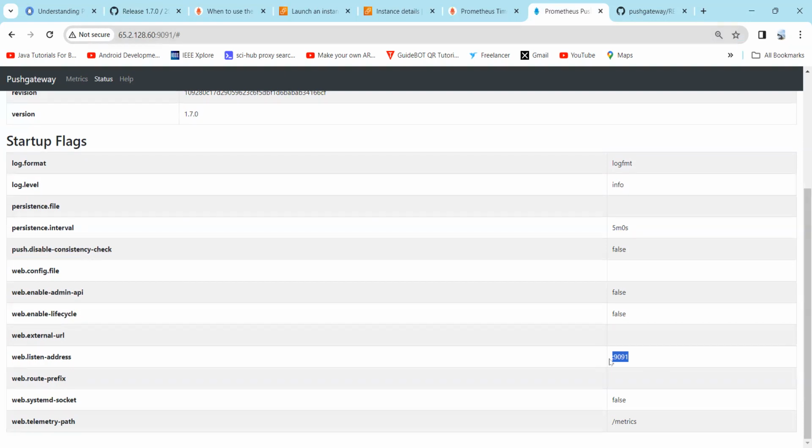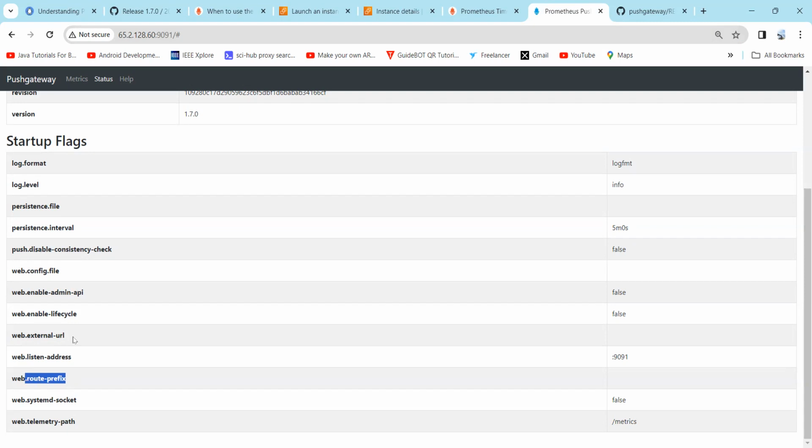Next is the web telemetry path. So here you can find the web telemetry path, which is under the metrics, which consists of both user sent and internal ones of the push gateway, which will be exposed. Next is the web external URL. So the URL on which push gateway is externally available. So useful if you expose it via some domain name. Next is the web root prefix. So if specified, then it uses this as a prefix for all of the routes.